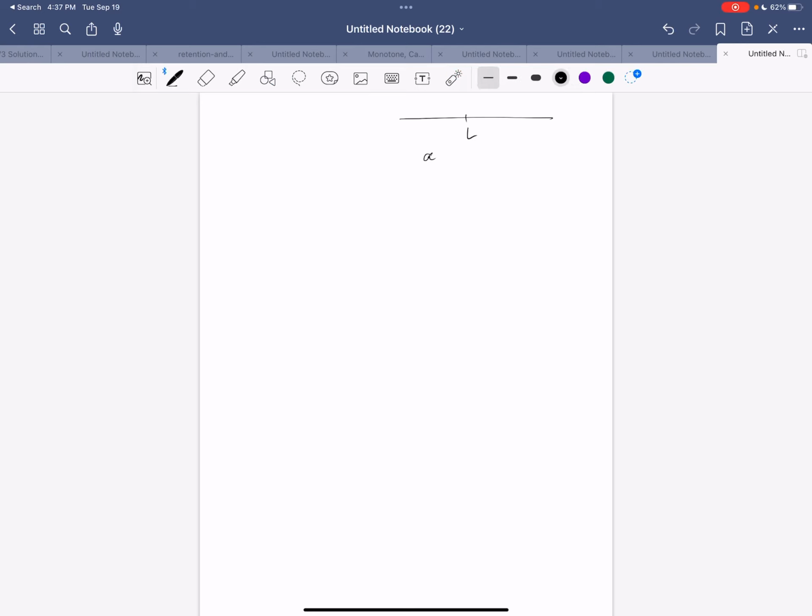Okay, so we'll say fix L1 bigger than L. We will show that alpha is less than or equal to L1.